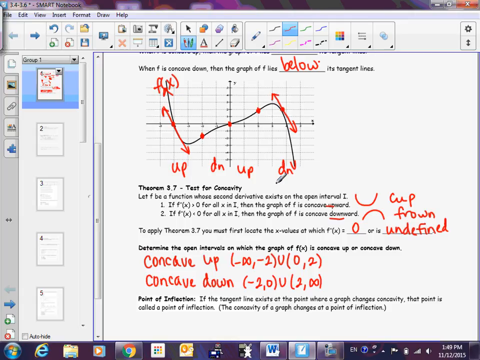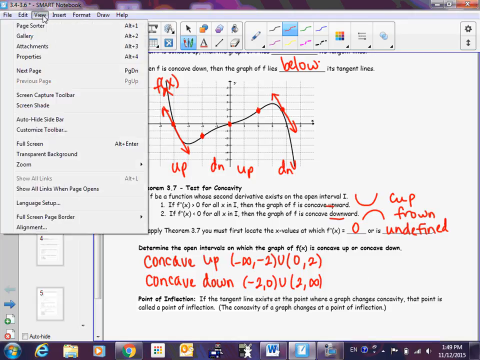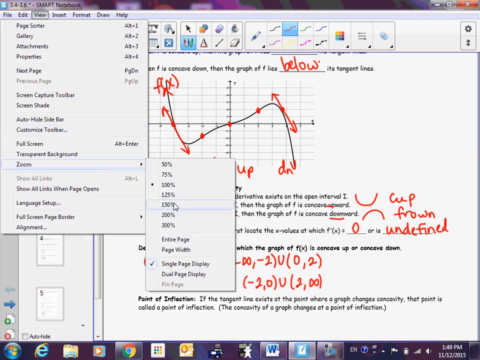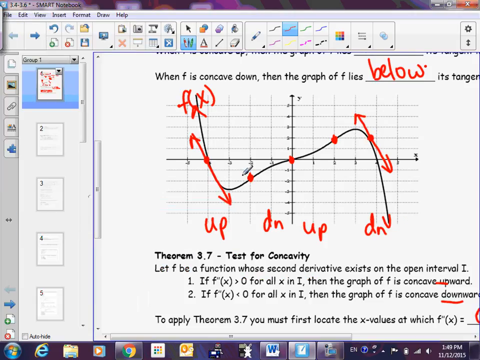Can you draw the tangent lines on the -2 to 0 and 0 to 2? Yeah, let me zoom in a little bit. If we wanted to draw the tangent line right here, that would be the tangent line right there. Oh, I was connecting the 2 points. What kind of line would that be? That's a secant line. So good question.